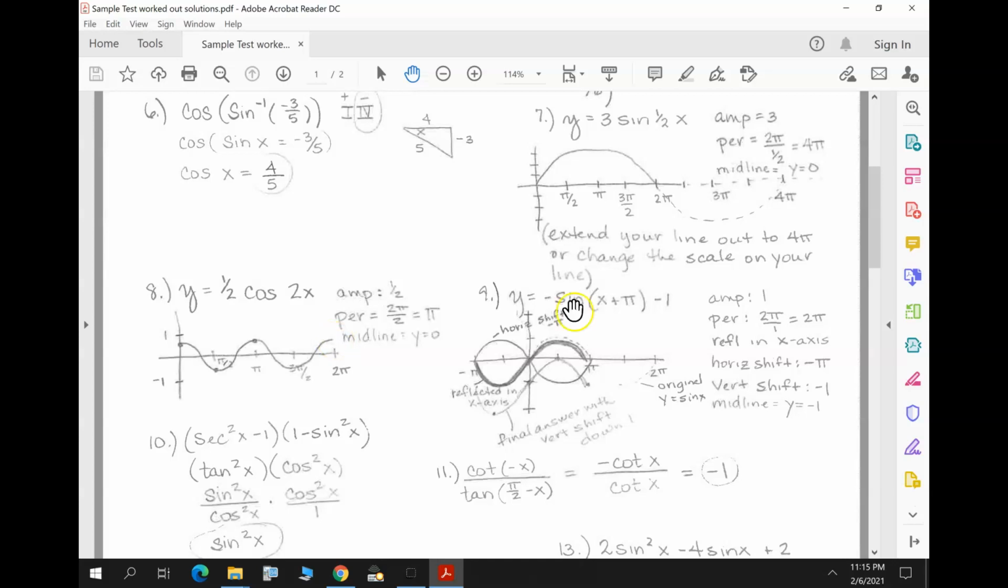So for the next one, we have y is equal to negative sine of x plus pi, minus 1. So our normal sine curve, you can see dotted right here. So there's our normal sine curve.